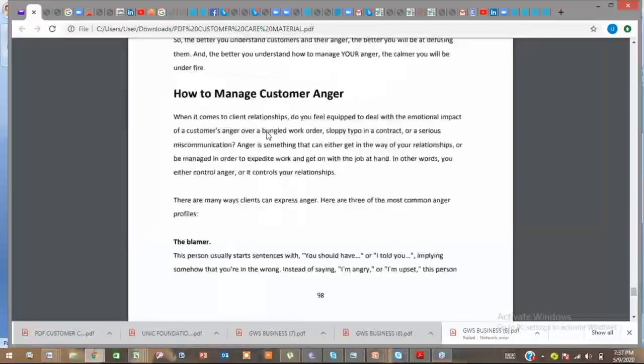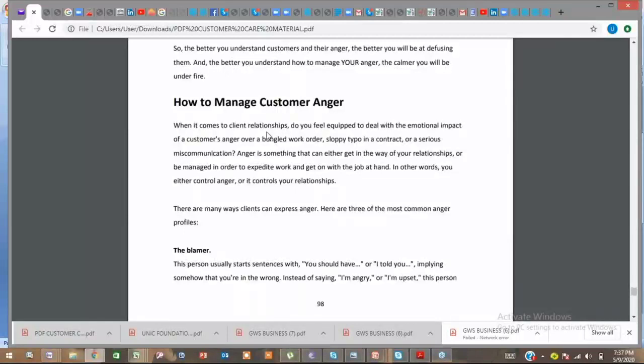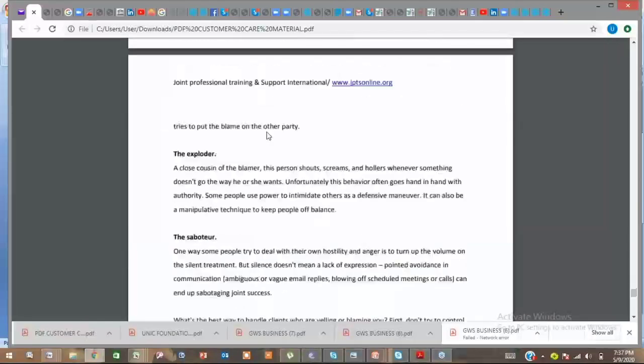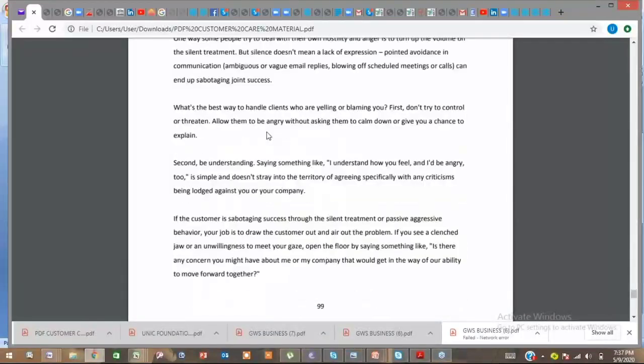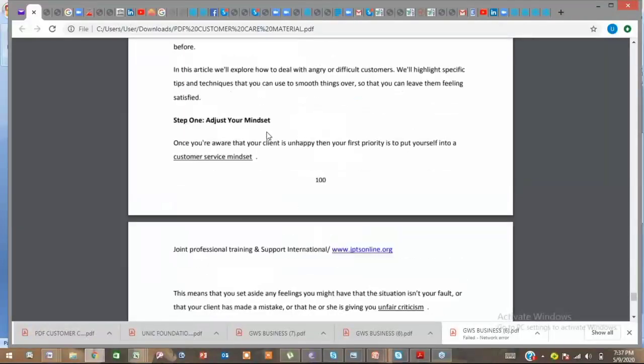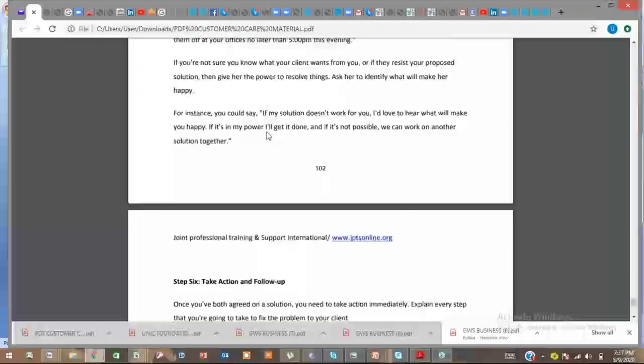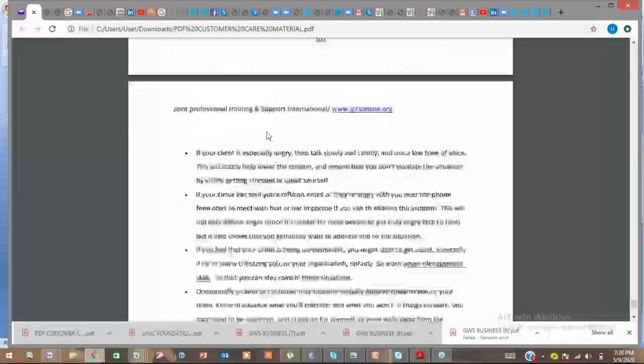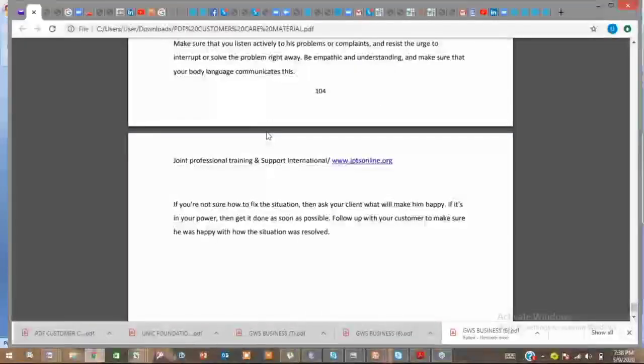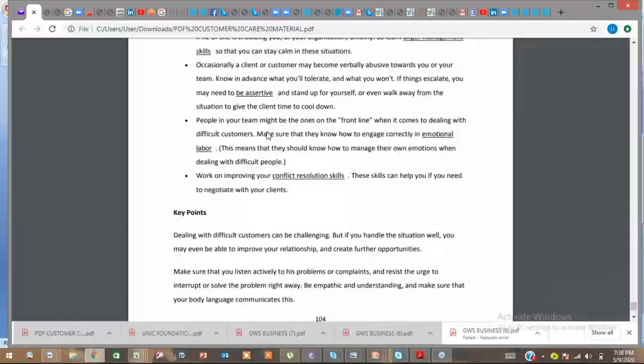We have talked about this. There are many ways you can talk about the blamer, the exploder, the saboteur. What I want you to do now is to read. We are going to be giving you a link to download this. If some of you already have the material, don't worry. This is customer care, and those are the areas that we will be looking at strictly.